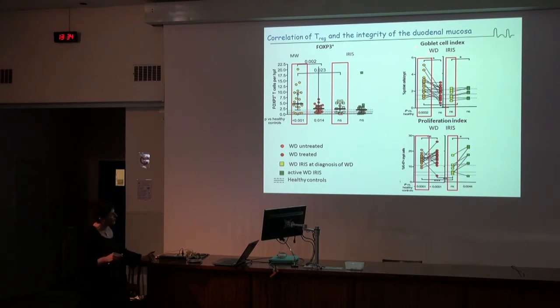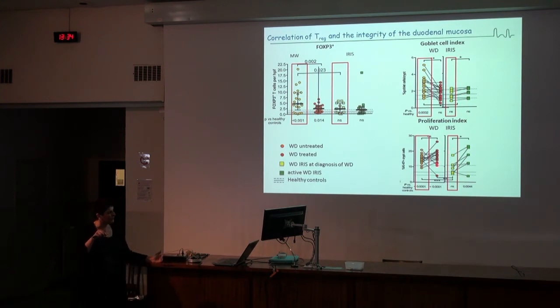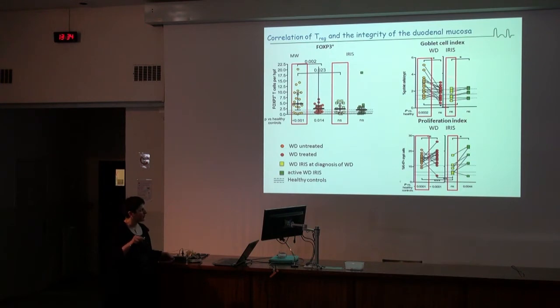And this corresponds with the number of goblet cells within the duodenal mucosa. When we assume that goblet cells protect the mucosal integrity, then we see that in the patients who later develop IRIS, the goblet cell index is very low. The proliferation index, which is also a mechanism to protect the intestinal mucosa from damage, is high in the normal lupus disease patient, but in the IRIS patients, the proliferation index before starting therapy is pretty low. So probably the intestinal mucosa is not protected in the patients who later develop IRIS, so that other pathogens can induce much higher inflammation in these patients.